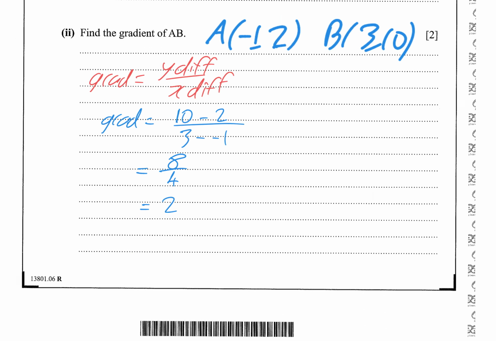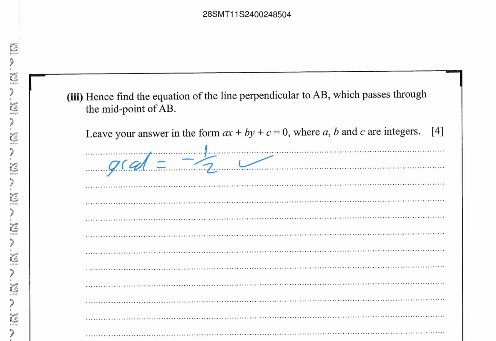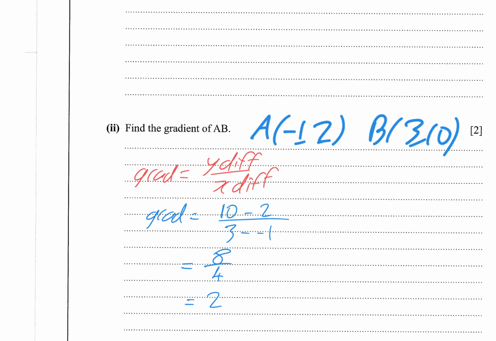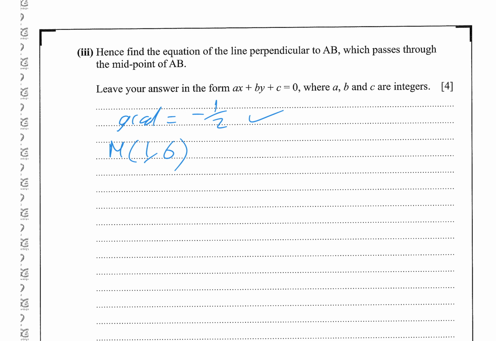Okay, and also which passes through, it's a perpendicular bisector, which means it passes through M. And remember our M was 1/6 from memory. Let me just check. No, 1/6 it was. Okay, so we've got to put this into your general equation of a straight line, y equals mx plus c.